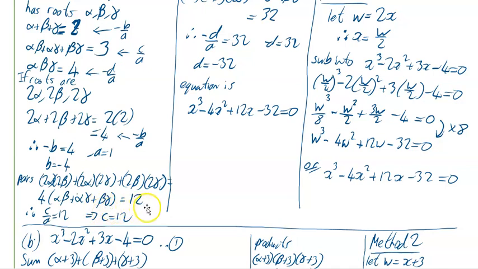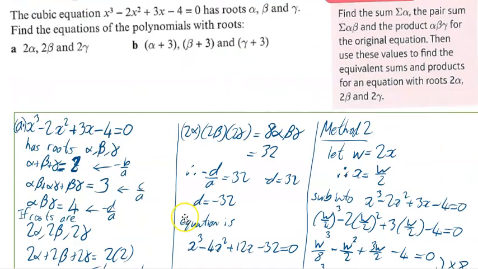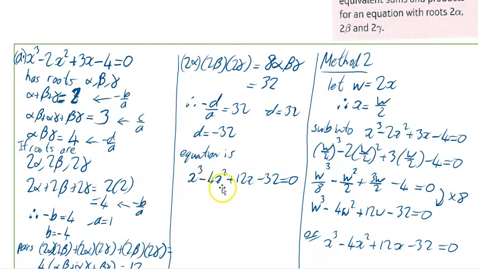So that's now your new sum of the pairs, I should say. So that means 12 is equal to c over a. Remember we had said a was equal to 1. That means your c is equal to 12. Okay, the only thing we're left to do is find our d.